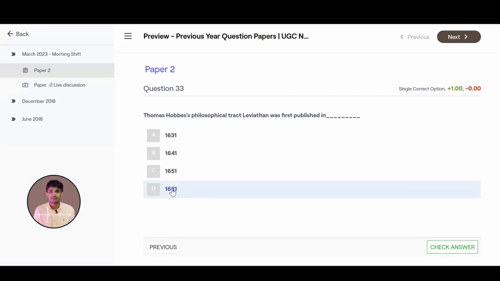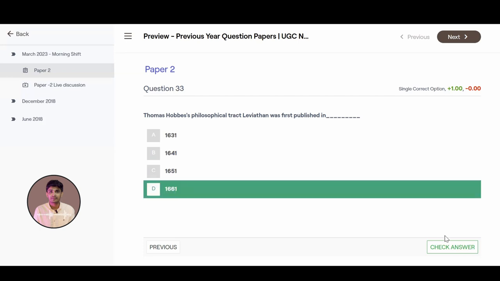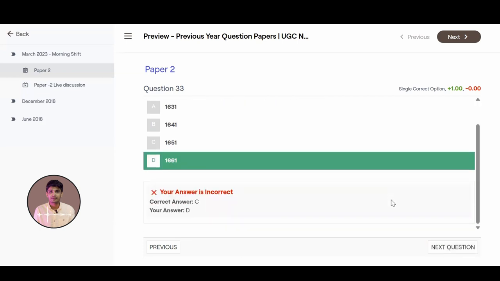All right. You've given D as the answer. Let's see. No, D is not the answer. It's C. Leviathan was published in 1651. It is one of Hobbes' most significant works. So if you study Hobbes, you would definitely come across Leviathan. So take care of the year of publication as well.